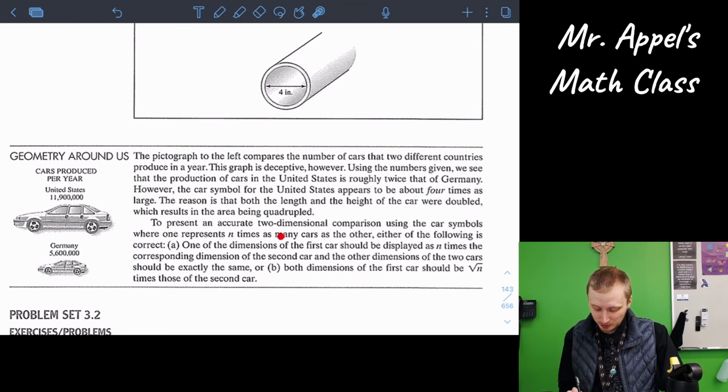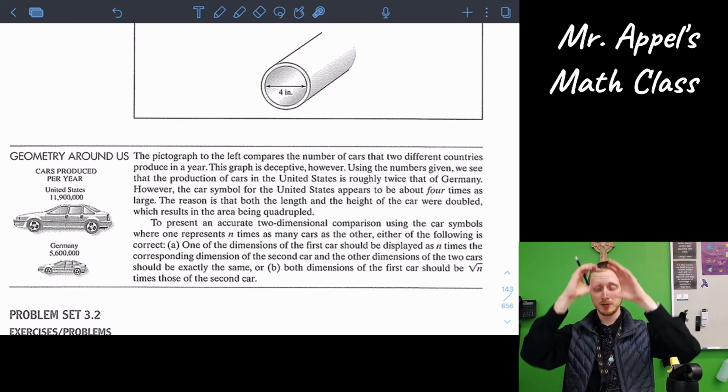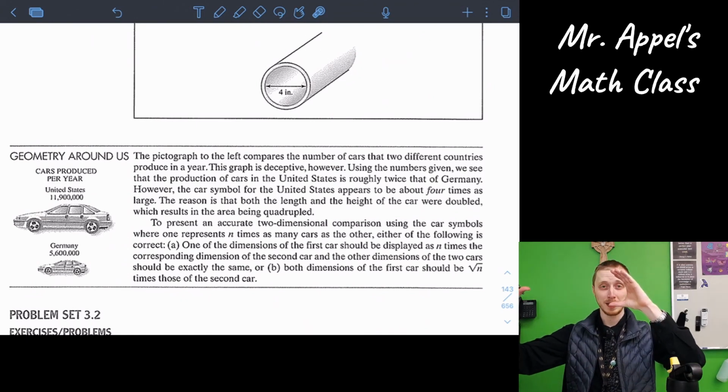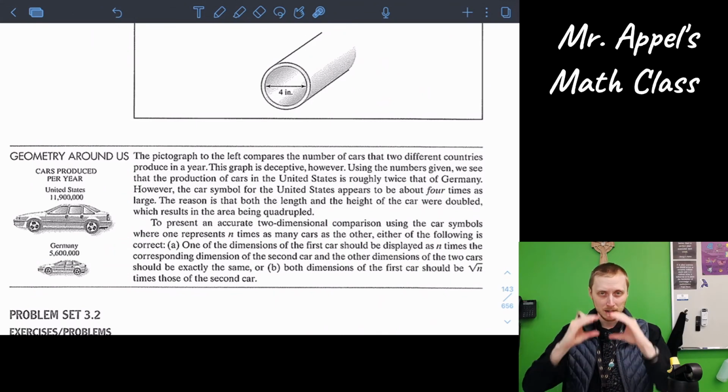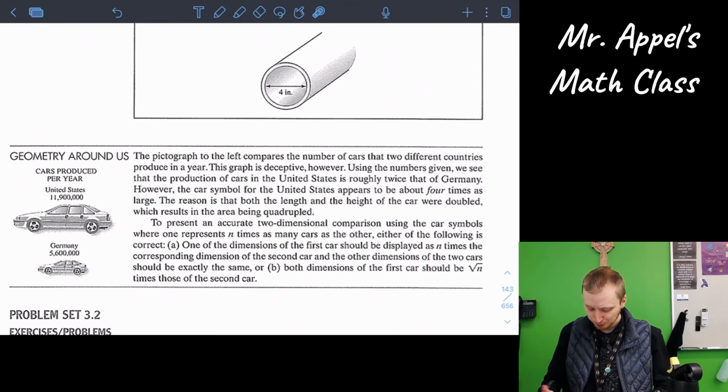To represent an accurate 2-dimensional comparison using the car symbols, where one represents n times as many cars as the other, either of the following is correct. A, one of the dimensions of the first car should be displayed as n times the corresponding dimension of the second car, and the other dimension of the 2 cars should be exactly the same. That would be, we take the Germany car, and for the United States, we make it twice as long but leave it the same height. It's going to look a little funny, though.